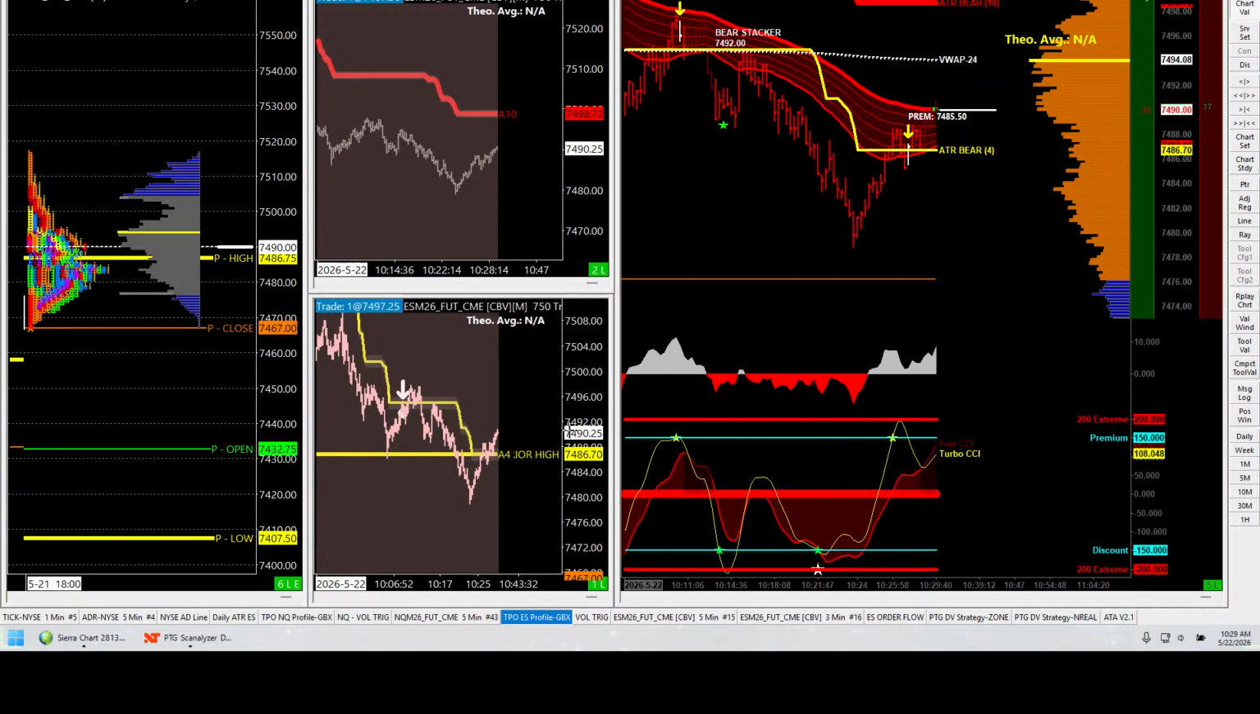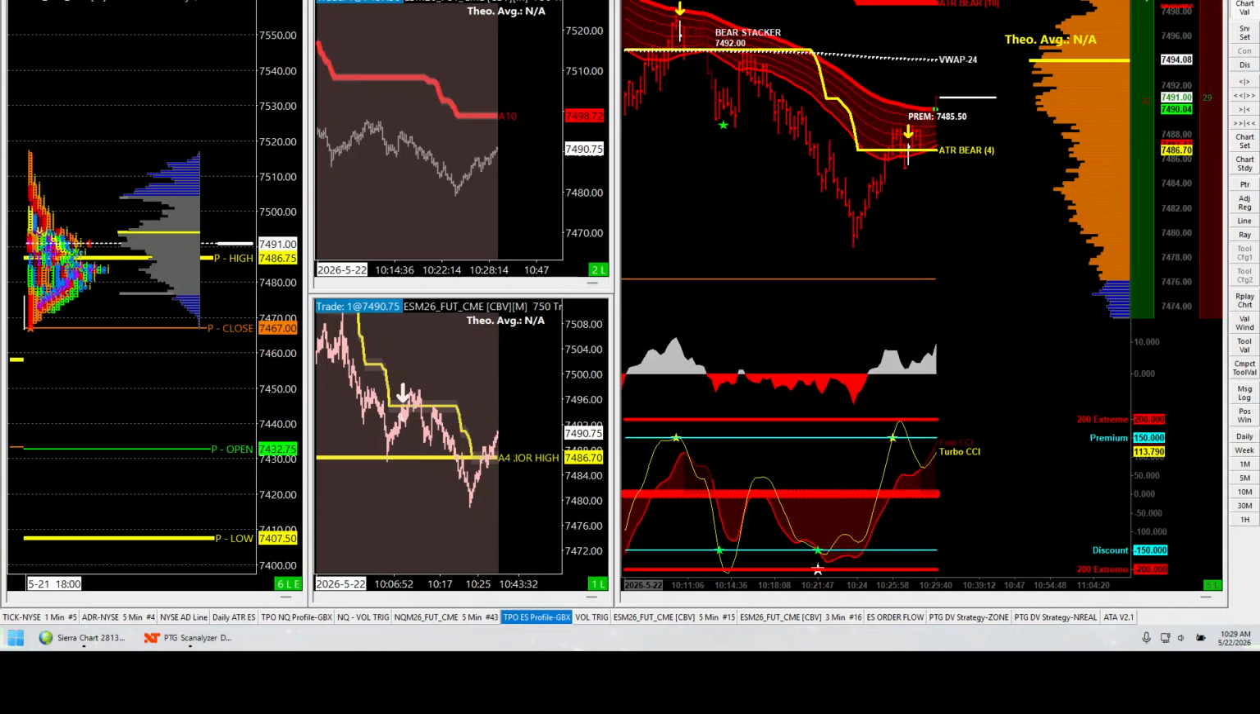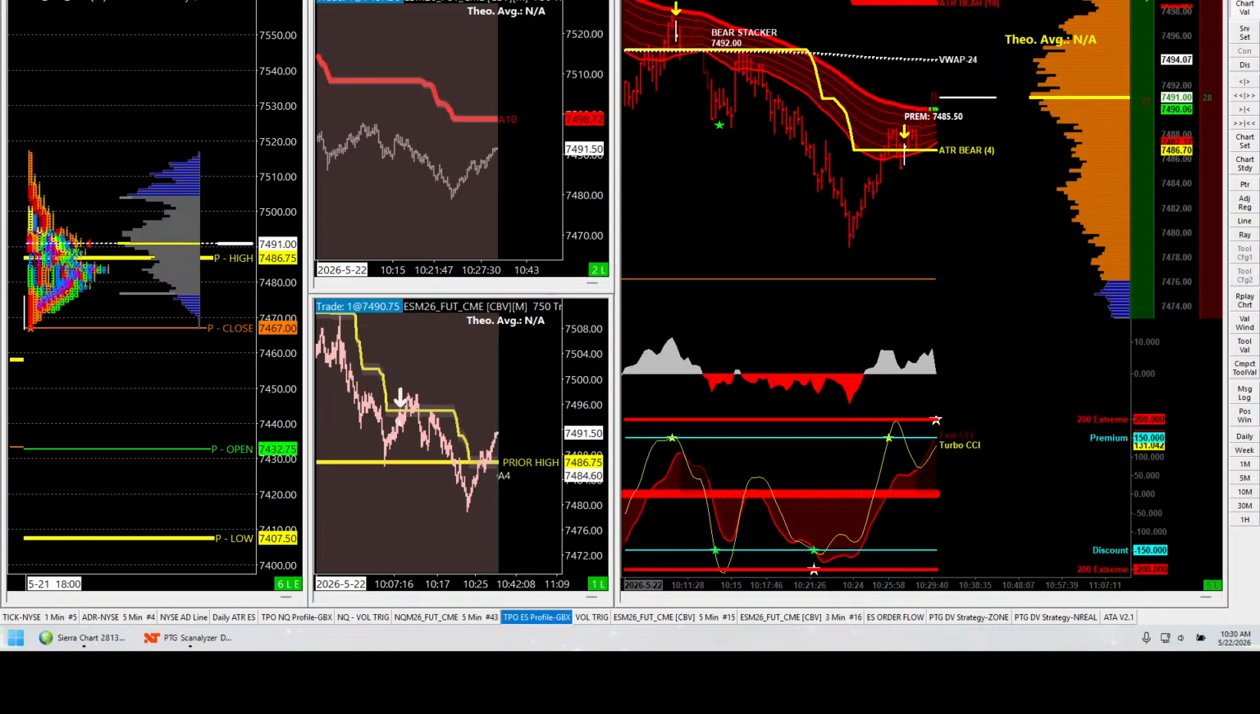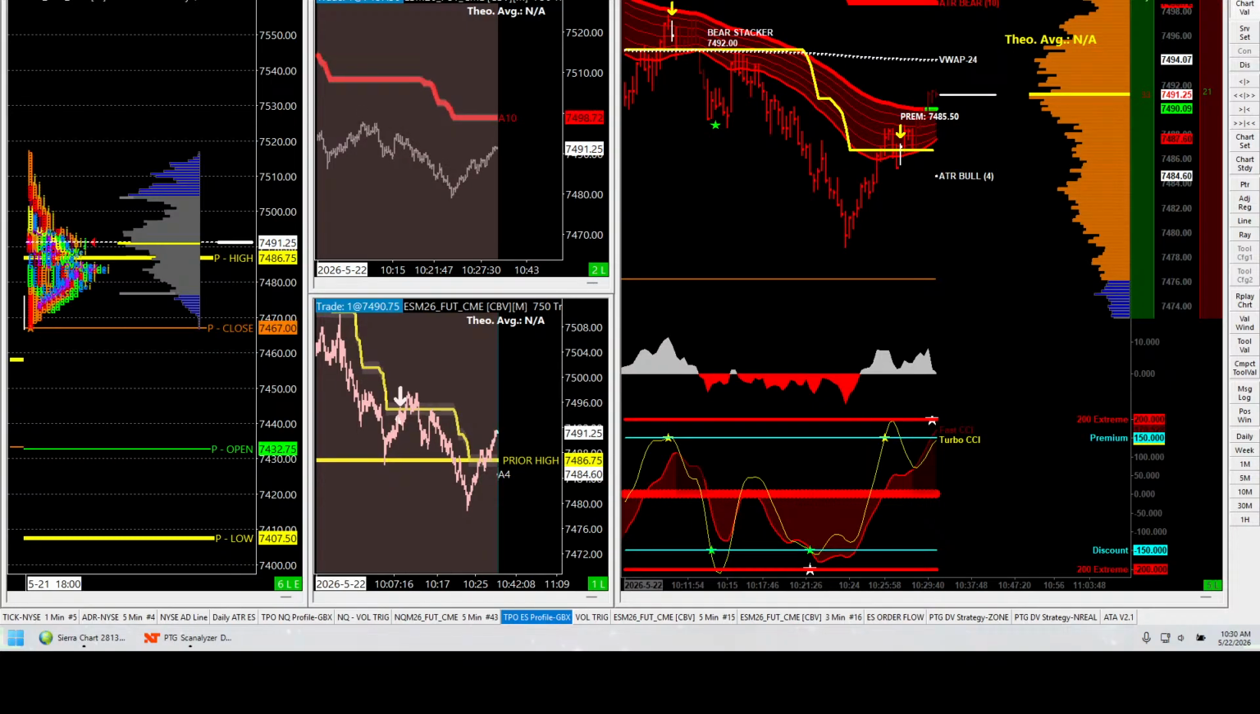All right, one thing you can think about here as well against the prior high is a potential reclaim above it. Okay, so again, we got targets into the prior high.